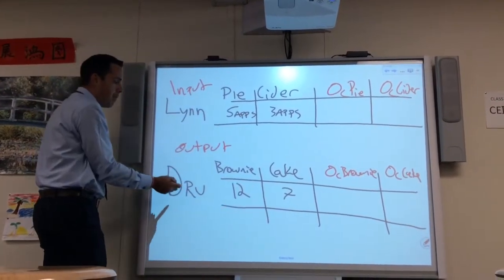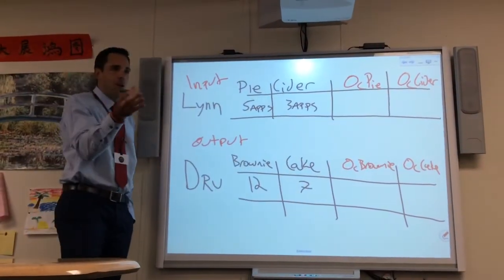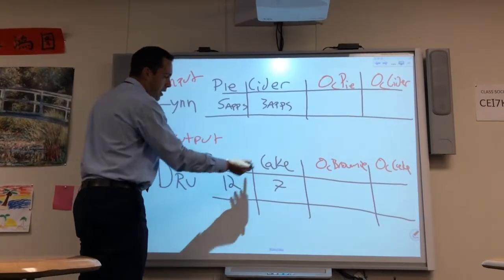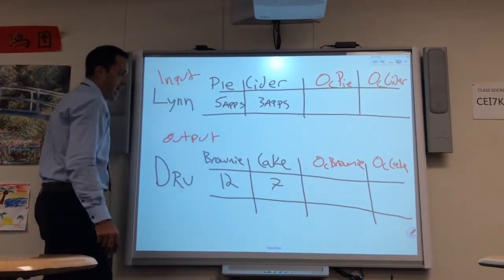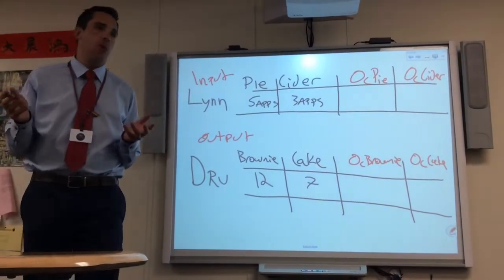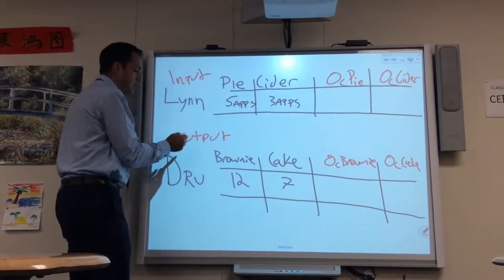This is an output problem because we're talking about Drew, 1 hour. Drew can either make 12 brownies or can bake 7 cakes. So in this case, the output, what's coming out, is changing. The input, which is time, is constant. So this is an input problem. This is an output problem.